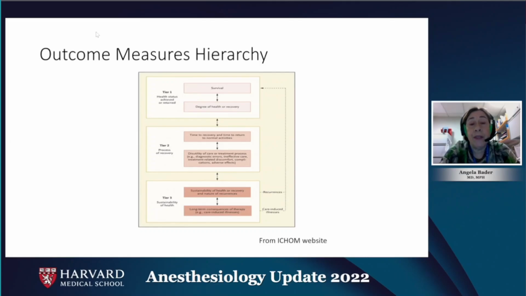And for each condition, they define the outcomes as tier 1, tier 2, and tier 3, where tier 1 are the survival outcomes, which are our typical morbidity and mortality outcomes. Tier 2 are the process of recovery outcomes, including time to recovery, time to return to normal functions, and any disutility of care, including diagnostic errors, ineffective care, treatment-related discomfort, etc. Tier 3 outcomes are the sustainability of health. For example, when that patient recovers from the surgery, from that hip surgery, for example, is their recovery sustained?